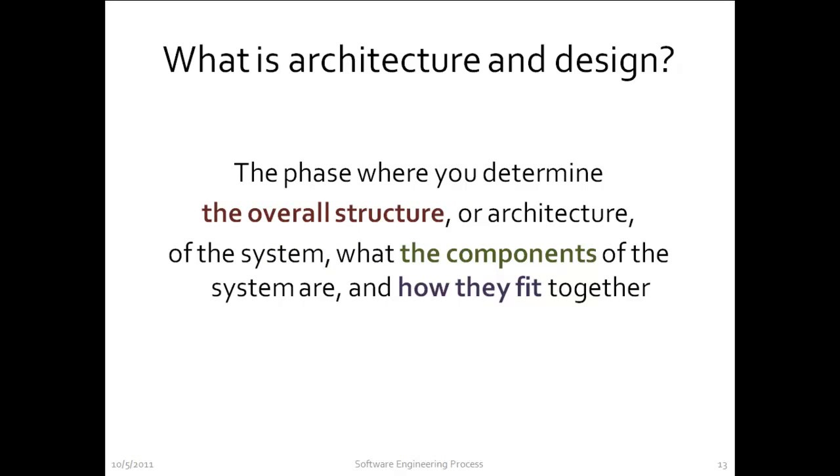Architecture and design taken together make up the phase where you determine the overall structure or architecture of the system and the design, which is what the individual components of the system are and how they work together. Architecture may be thought of as consisting of the design elements that once put in place are hard to change. You might also think of architecture as design decisions that have global impact, such as the programming framework, Enterprise Java, .NET, choice of database, and so on.